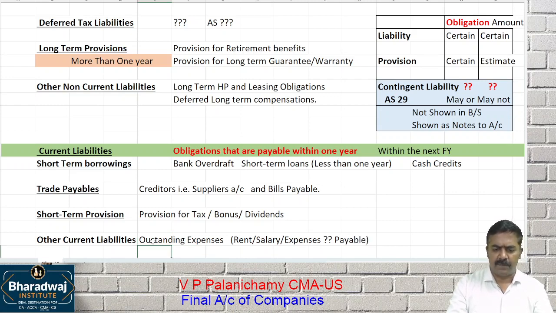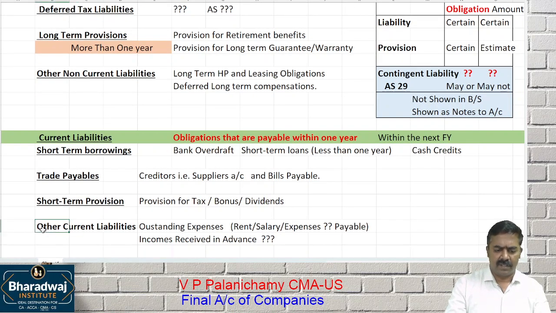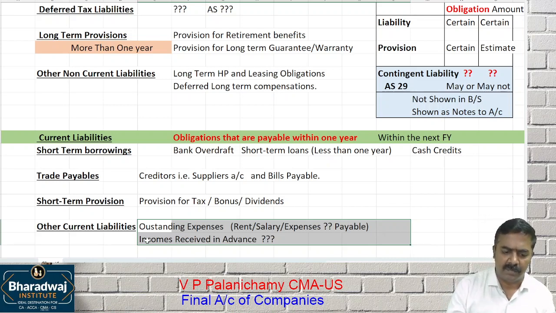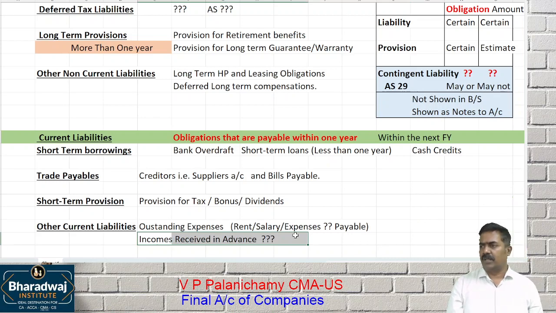Any expenses payable, outstanding expenses, or then incomes received in advance. Any income received in advance, that will come under which one? Other current liabilities. Name any expense payable. It can be tax payable, rent payable, salary payable, expense but not paid. That will come as which one? Other current liability. Any income taken in advance will come as which one? Other current liabilities.